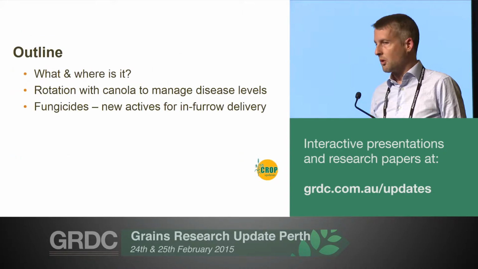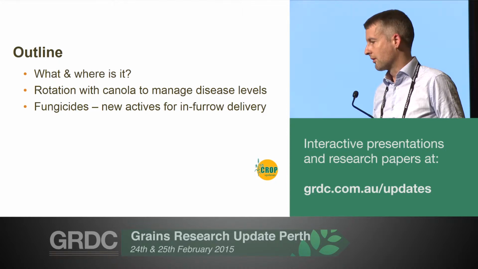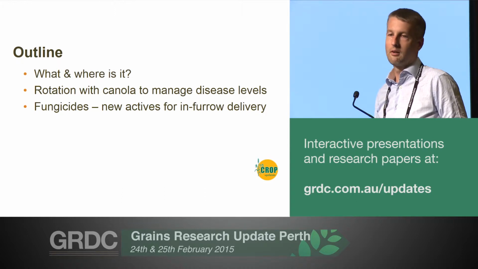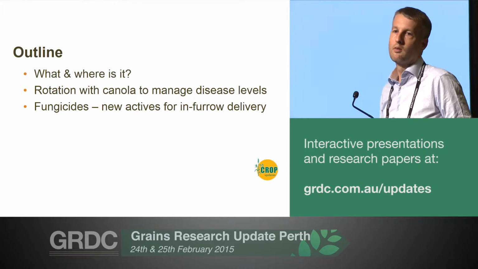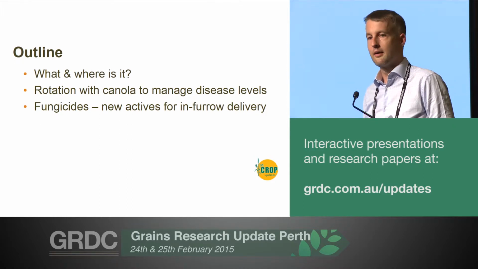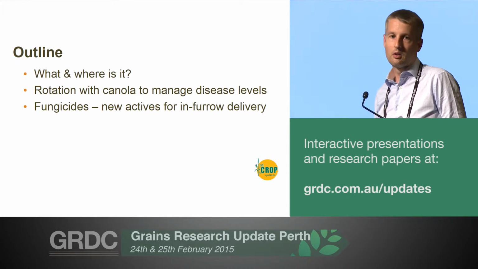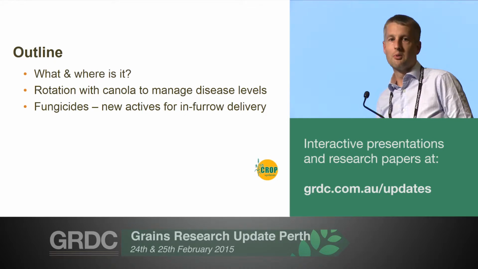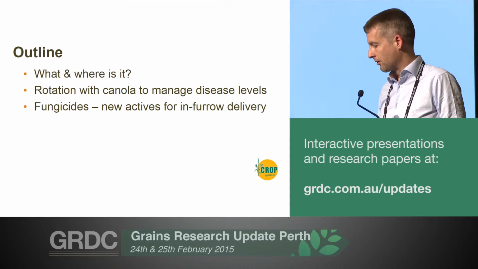So what I want to do briefly is outline what it is and where it is, just to give you an overview and some current information related to where we currently find the disease, and then go into the new findings. With rotation, you can use canola to manage disease level, and then the second component, the fungicides, the new actives that can be put into the ground using in-furrow methodologies.